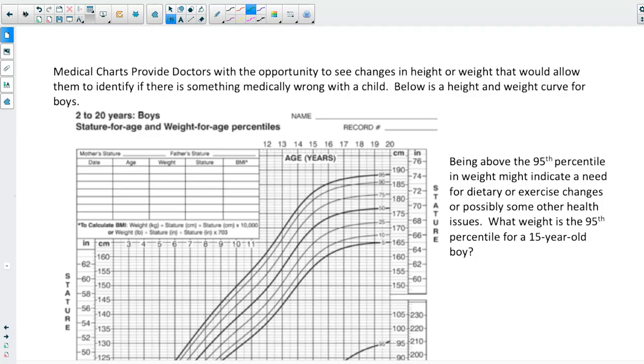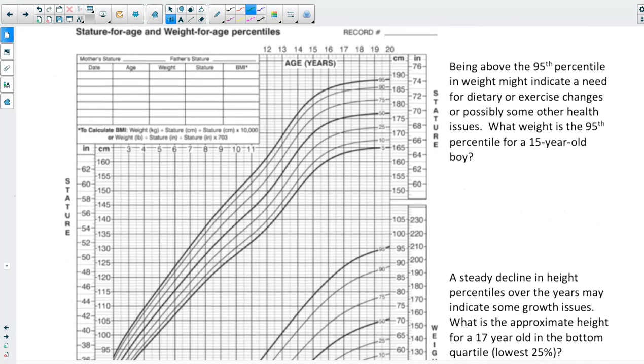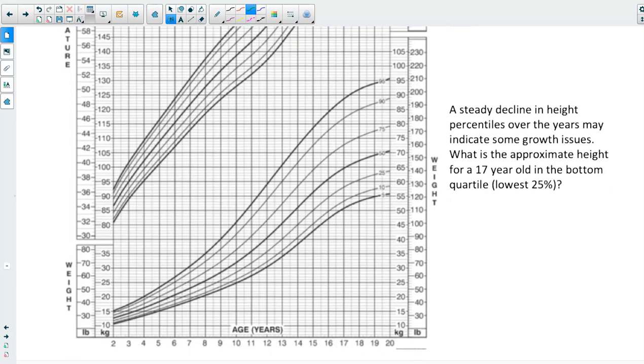So this first problem, this is for boys between the age of 2 to 20, and it says being above the 95th percentile in weight might indicate a need for dietary or exercise changes or possibly some other health issue. What weight is the 95th percentile for a 15-year-old boy? So this is how you read it. You first look, this is for height, this is for weight. So I slide down to the weight. Then I just find the age. So 15 years old is what I'm looking at. And so I just draw a line going straight up at 15.